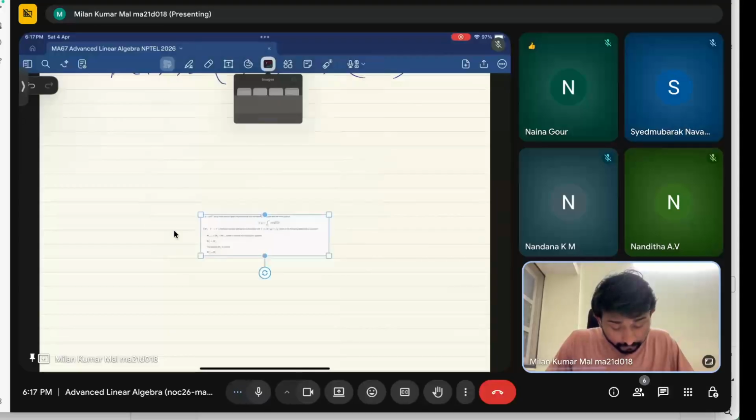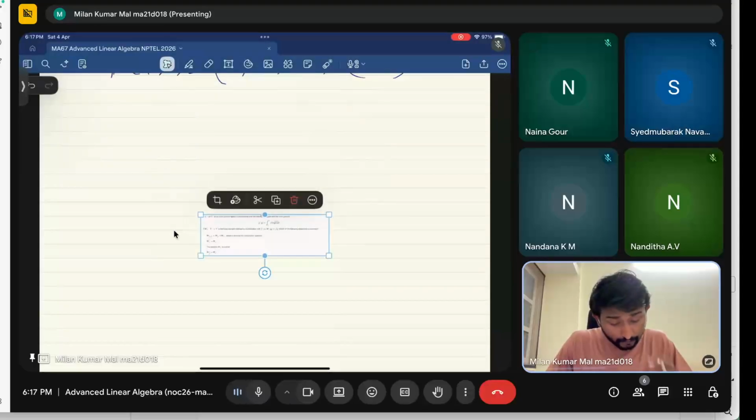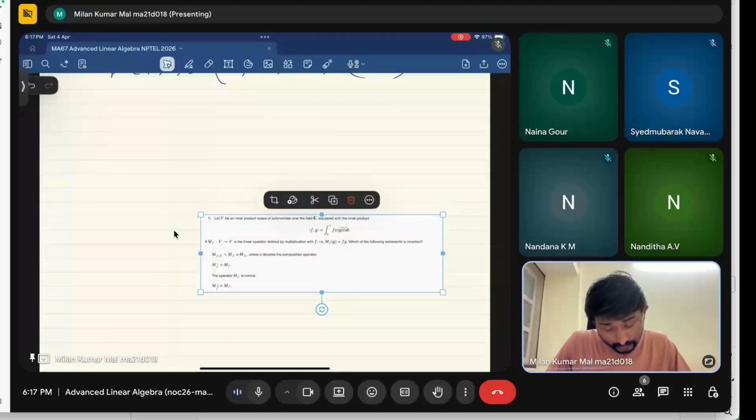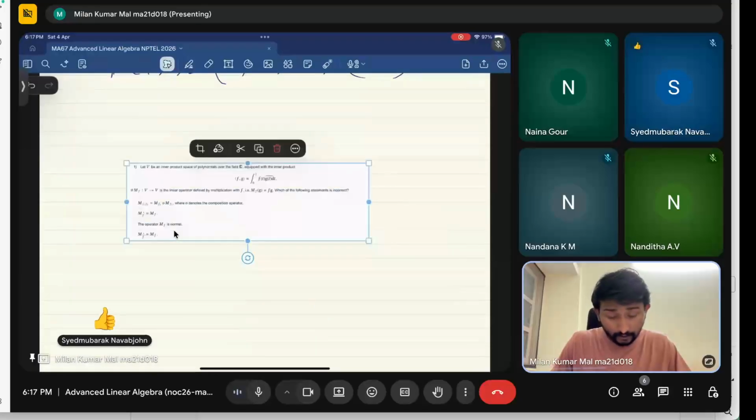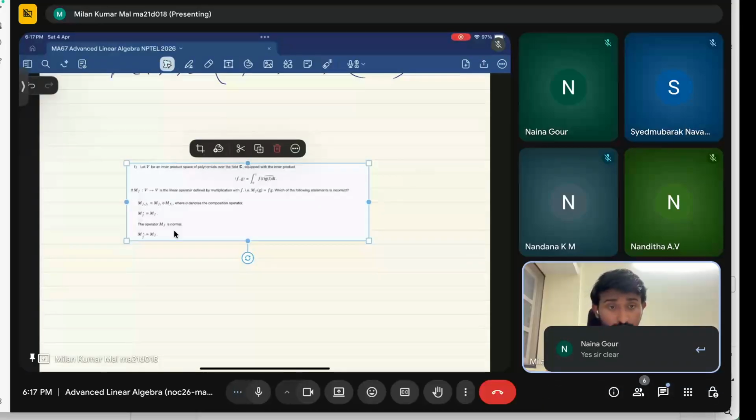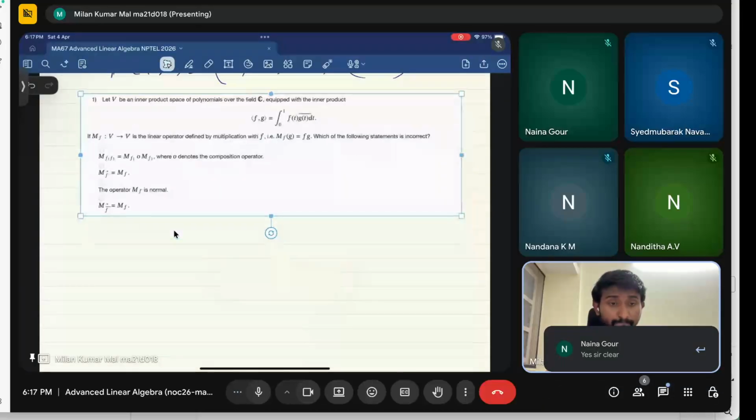So now, here is another problem. It is a linear product space, polynomials over the field, and equipped with the inner product, which is defined like this. Which of the functions is correct?